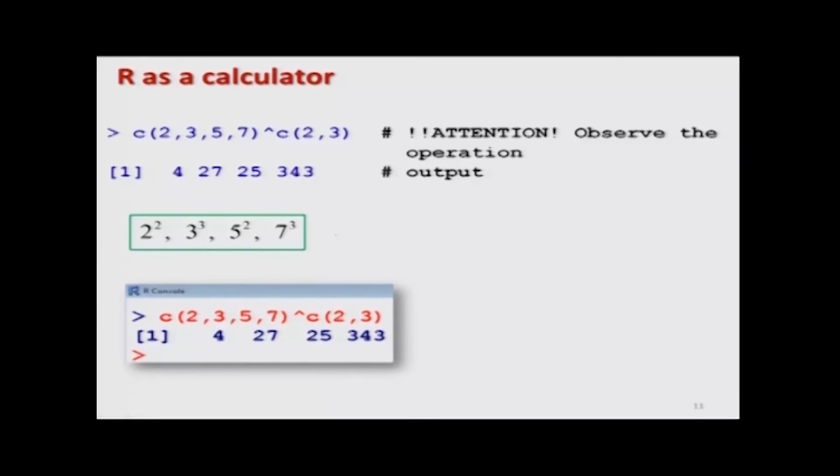Okay, now in the next slide, you see I am taking an example where I have a vector which is combined with the values 2, 3, 5 and 7, and the exponent of this vector is another vector which is combined with 2 and 3. And if you try to get the outcome, it looks like this, right. So now one has to observe what is really happening.